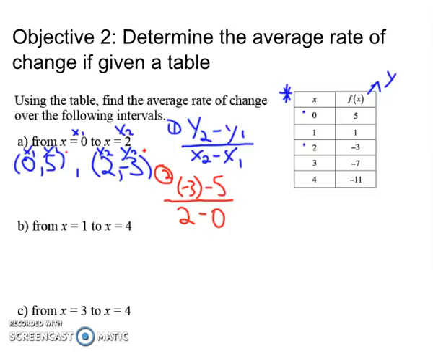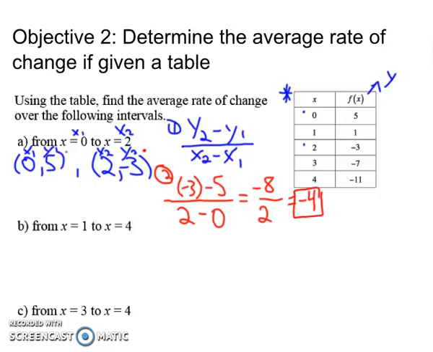Alright, let's do the math then to simplify this. -3 minus 5. Consider it you owe $3 and you borrowed 5 more, which means you're going to be more in the negative. So this would be -8, over 2 minus 0, in that case, is just 2. And rate of change can always be simplified. Well, not always, but if it can be simplified, I want it to be simplified. So -8 divided by 2 gives me a -4.